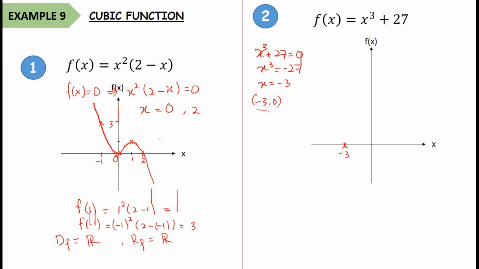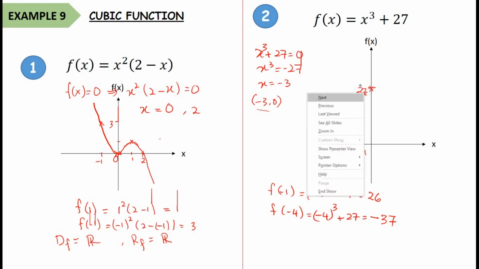So next, you notice that we have function x cubed plus 27. This 27 is actually the y-intercept. Now you can plot the y-intercept at (0, 27). So to get the shape of the graph, you have to find a few more points. So let's say you take x is equal to negative 1. When you take x is equal to negative 1, then the f(x) is equal to 26. It should be up here.